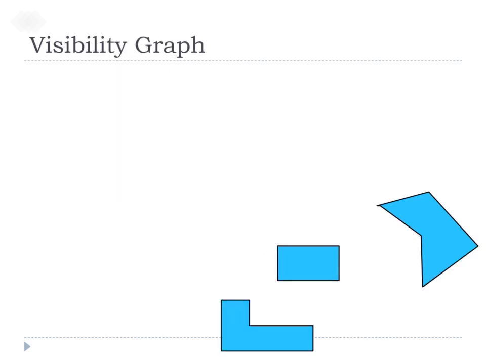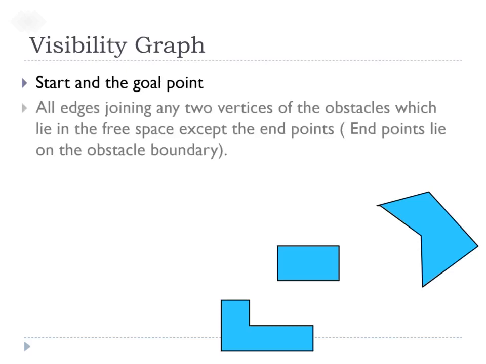Visibility graph is based on this principle that given a start point and goal point, we look for all the vertices of obstacles present in the environment which are visible from the given start location. And then through those vertices, we traverse to reach the destination, making a shortest path. In order to make a visibility graph, all edges joining any two vertices of the obstacles which lie in the free space are constructed.